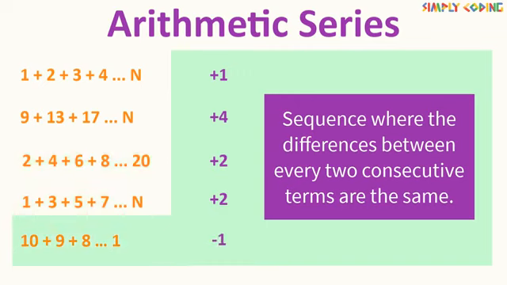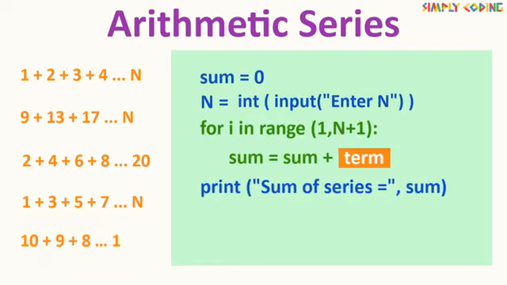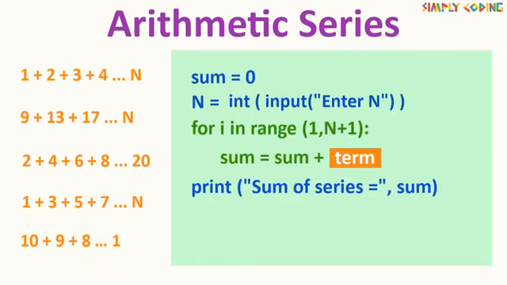To solve any of these, we will first get the template we just created. We will declare the sum variable and initialize it to 0. Next, we will input the value of n from the user and it will be typecasted to int. Next, we will set up the for loop using a range function to run the loop n times. Inside the loop, we will have sum is equal to sum plus term. Once we are finished with the loop, we will write the print statement to print the sum.